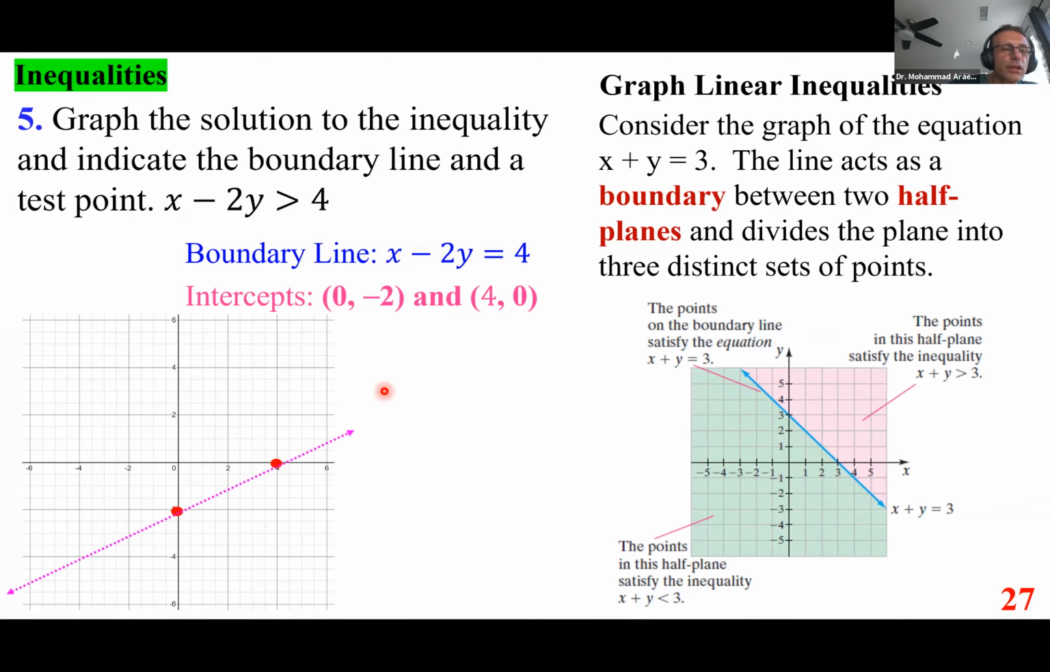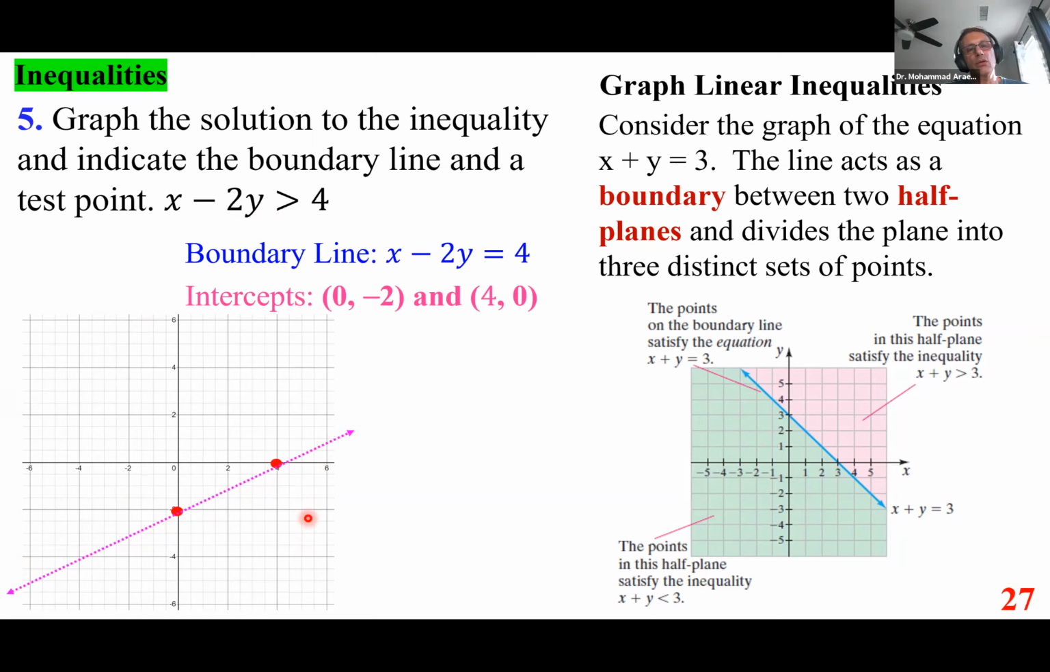Now, whenever you draw the line, you have to make a decision. Is it dashed or is it solid? Well, you go back to the question. Because we don't have the equality, it is dashed. If we did, it would be solid. So now we have the 2 half planes and we have the boundary line. Now the question is, which side is the solution?